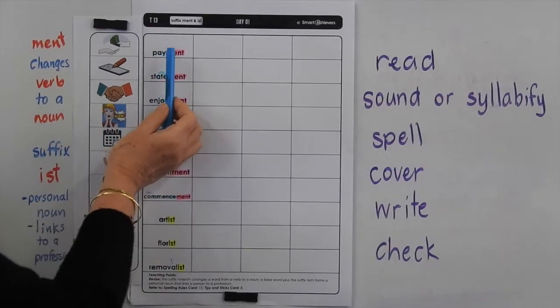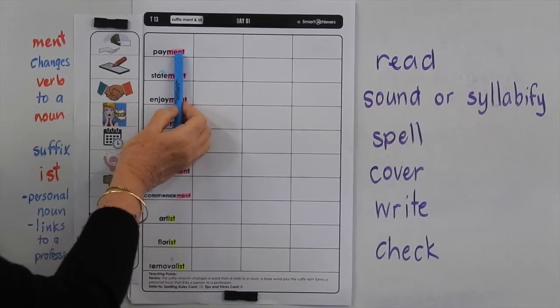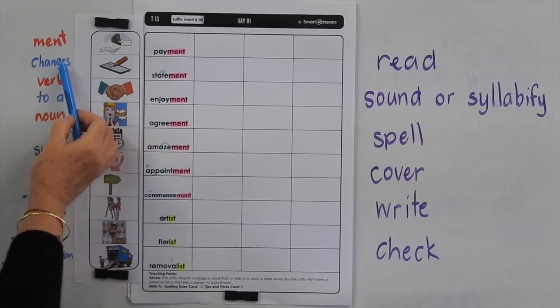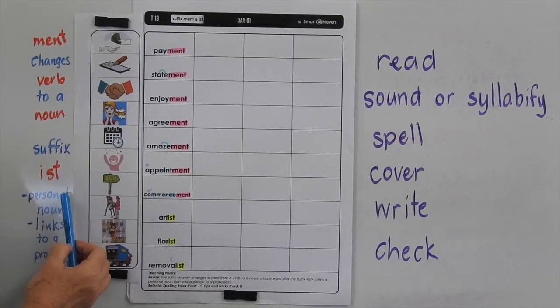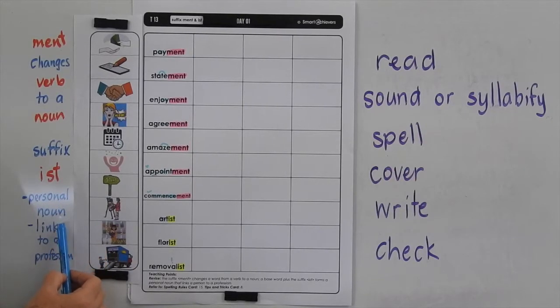In these words, we're adding the suffix ment and ist. So ment changes a verb to a noun, and the suffix ist indicates a personal noun and often links the word to a profession. So let's have a look at what else we've got in these words.